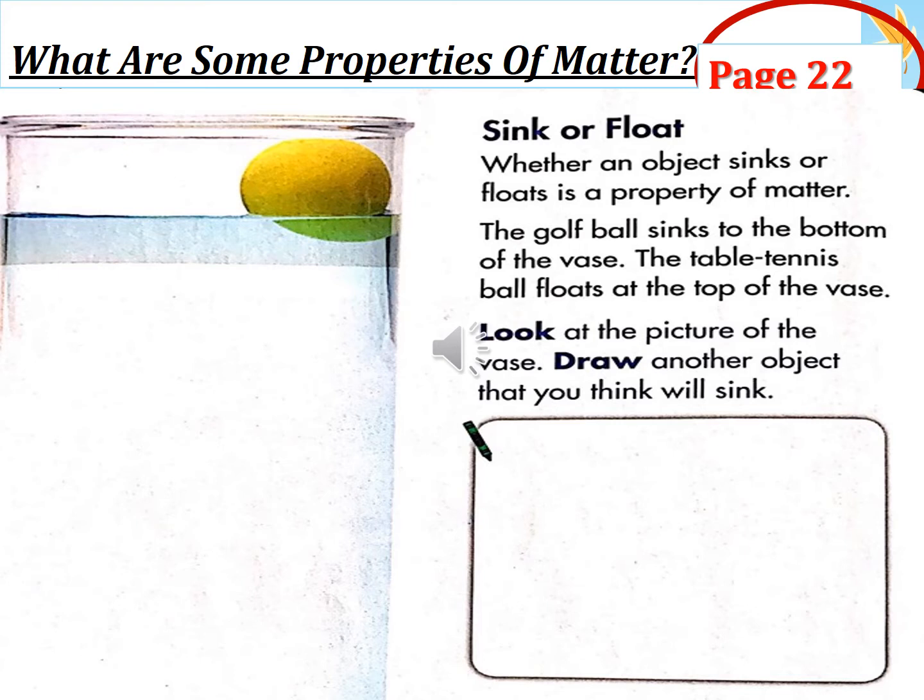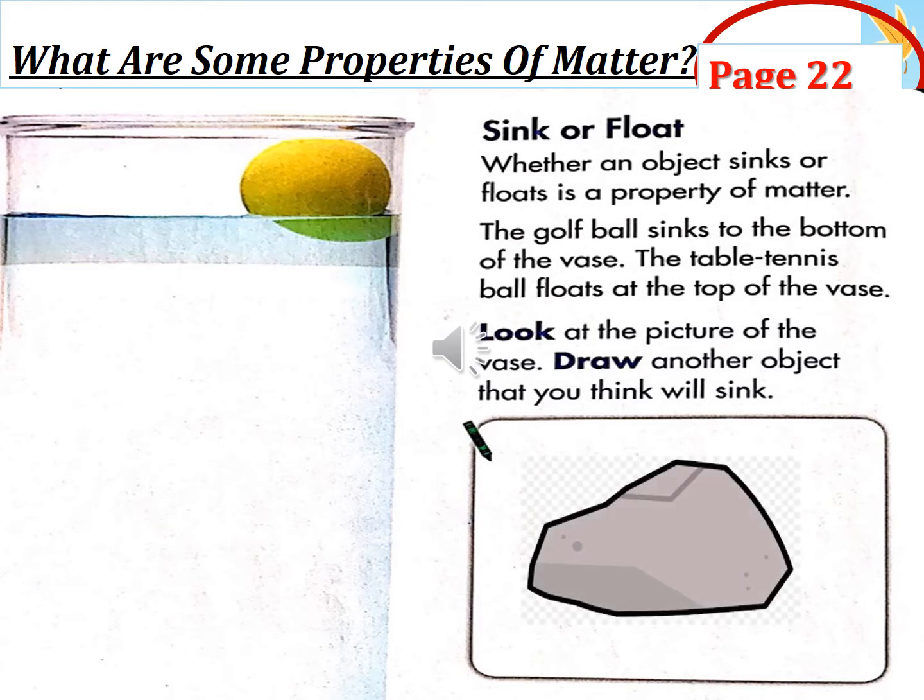Great idea! It could be about the object's shape and size, or it may suggest that the amount of matter present or size of the object will affect whether it will sink or float. Now, look at the picture of the vase. Draw another object that you think will sink. Take your time. How's your work? Have you drawn another object that you think will sink? Good! It could be a rock.